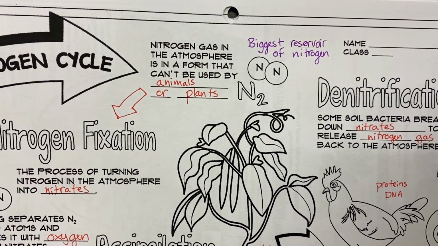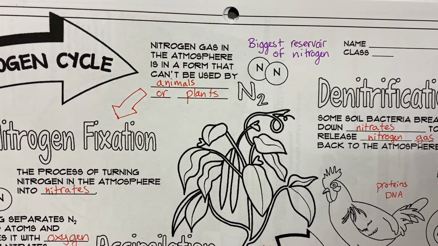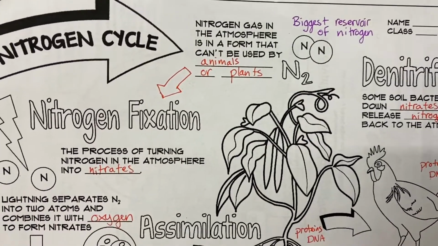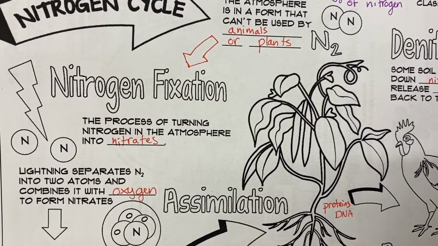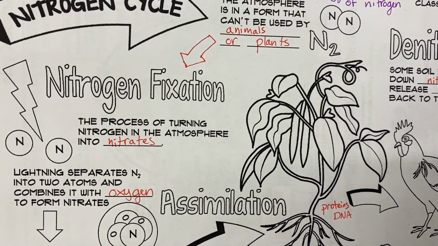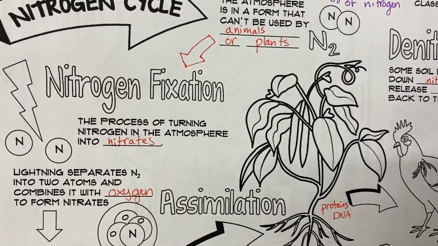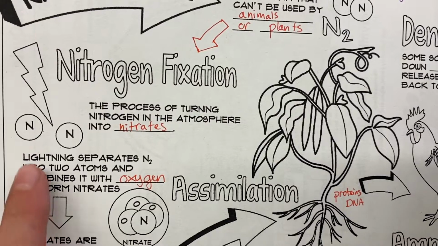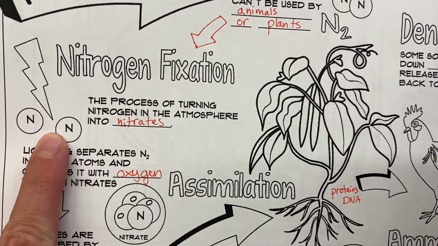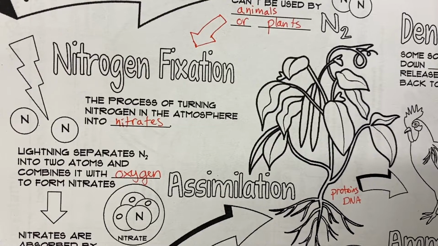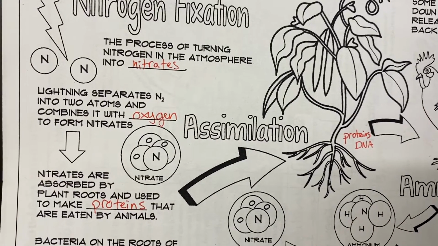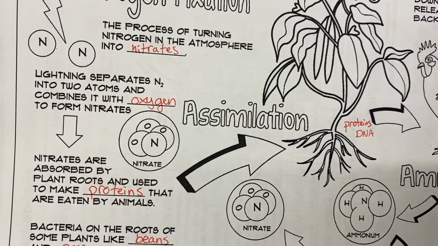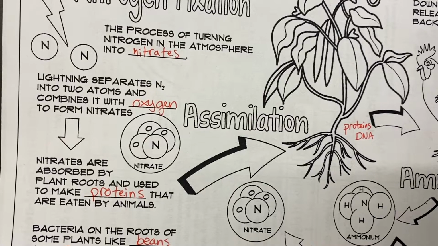Nitrogen gas in the atmosphere is in a form that can't be used by animals or plants. So before it can be used by animals or plants, nitrogen has to become fixed through a process called nitrogen fixation. This is the process of turning nitrogen in the atmosphere into a compound called nitrates. This is largely done by lightning. Lightning gives the energy to separate the two nitrogen atoms and then combines it with 3 oxygen atoms to become nitrates. So this is NO3. Nitrates can refer also to compounds that contain nitrate.